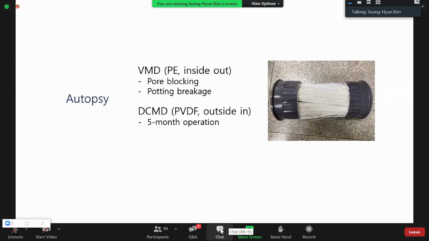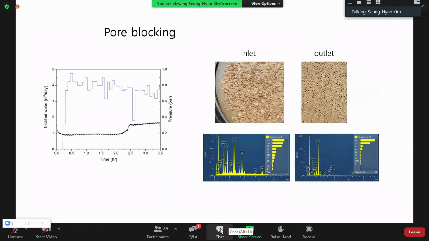We did some autopsies, 3 autopsies actually, with the VMD pilot plant. This one is polyethylene fibers, inside-out filtration mode. We did the autopsy because of pore blocking and potting breakage. We also did an autopsy for a DCMD pilot plant. This one is not in this project, but in a different project we built a DCMD pilot plant. This one is PVDF fiber, outside-in filtration mode. This one was used for 5-month operation. We took it out after 5-month operation and did the autopsy.